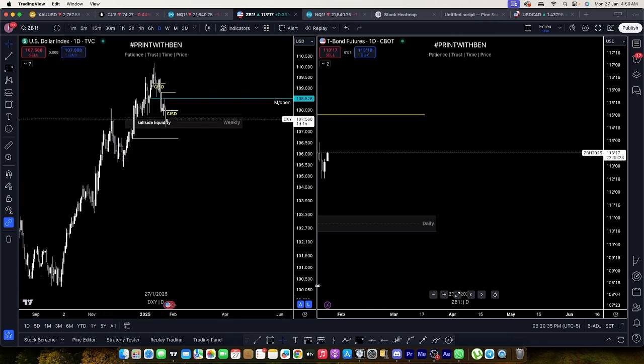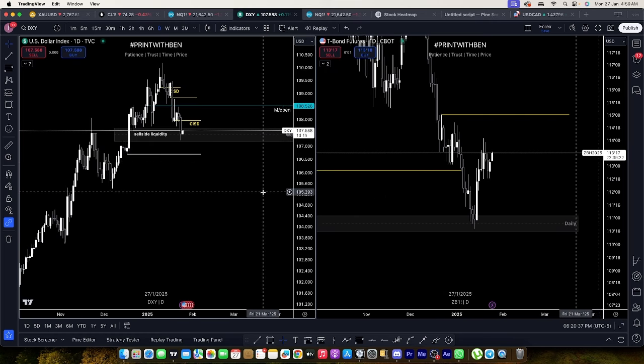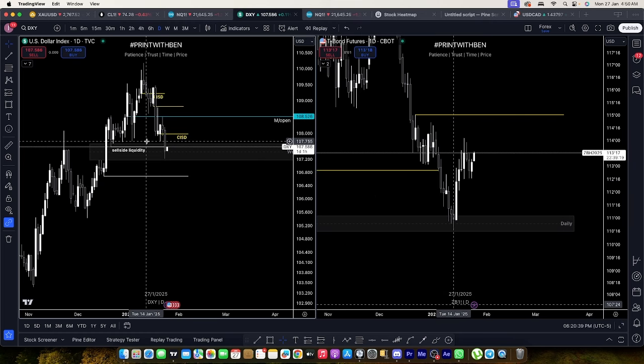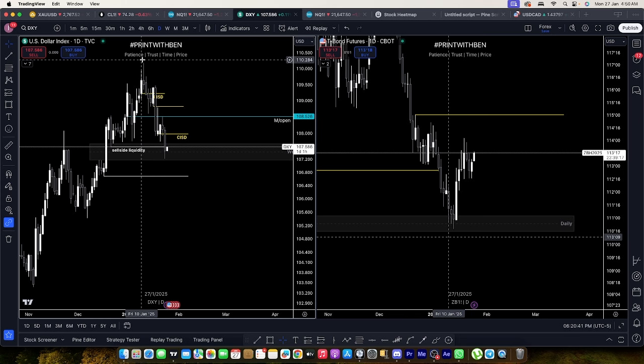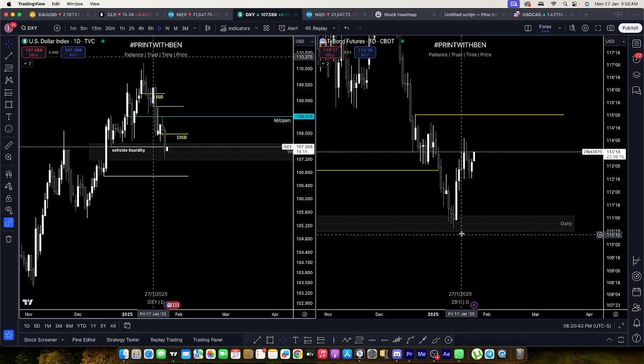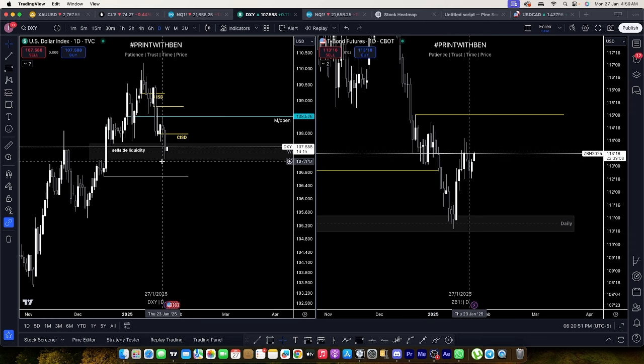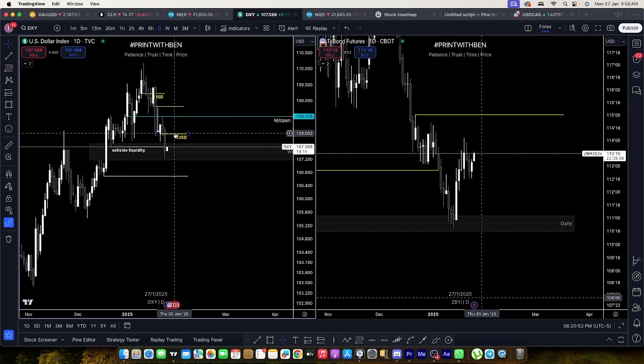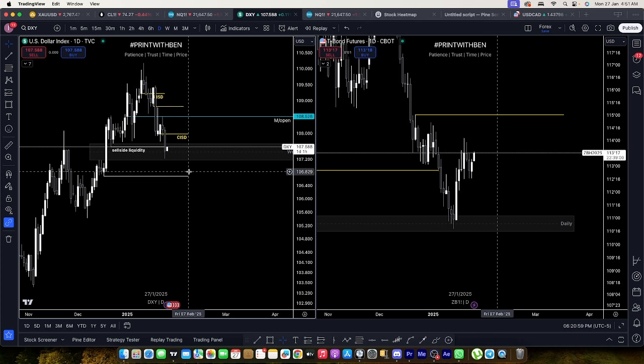So the Z bonds and the US dollar are inversely proportional. If you look at the high here, this is a high, this is a low here. So what does that mean? I want the dollar to trade back into this particular order block, and then based on the reaction there, it'll tell me whether it's going to go down or it's going to rip higher.